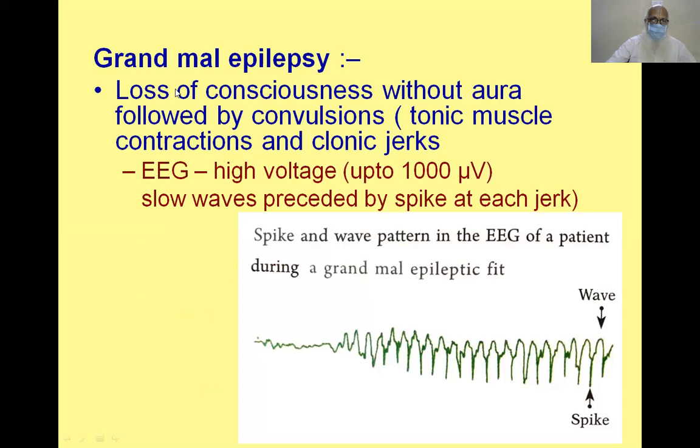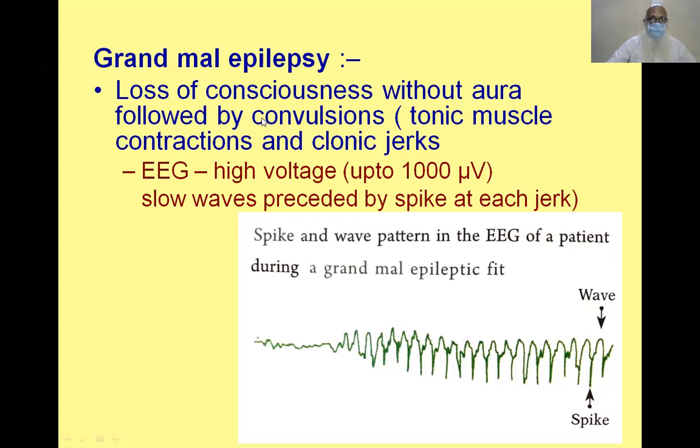Now, in the grand mal epilepsy, consciousness is lost, and there is no aura. Aura means the patient might have a kind of indication, like a flash of light or some abnormal sound, hearing of abnormal sounds, something like that. And that can tell him that he is going to get an epileptic seizure very soon. So here there is no aura in the grand mal epilepsy.